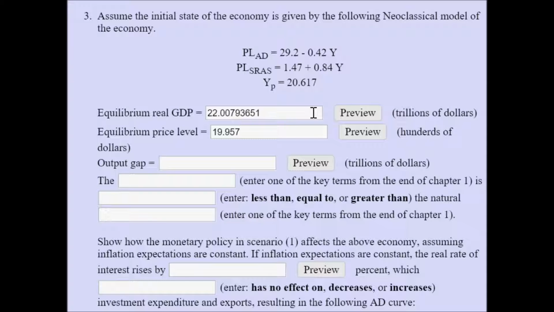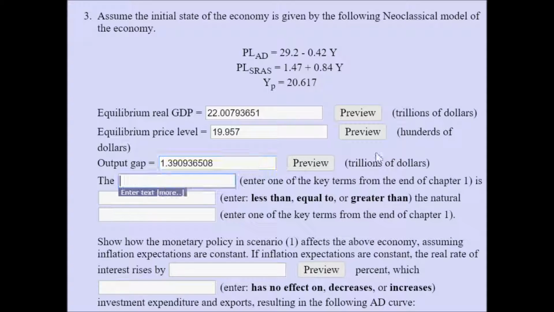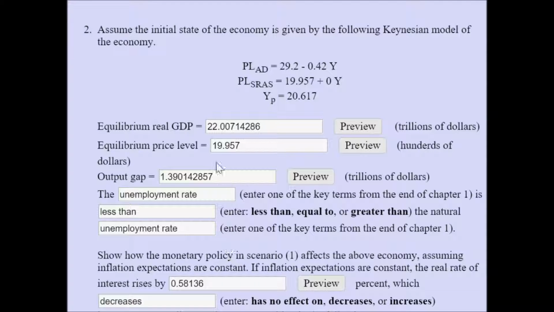The output gap is the difference between what real GDP was and potential GDP. So 1.390937. Again, the unemployment rate is less than the natural unemployment rate. All of our answers here are almost identical to the answers in scenario 2. Real GDP, equilibrium price level, output gap, these three things are all identical to what they were in scenario 2, right? I'm going to copy this rise in the real rate of interest because that's what happened in scenario 1.